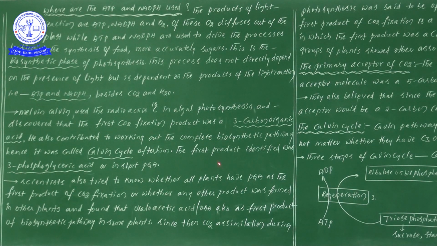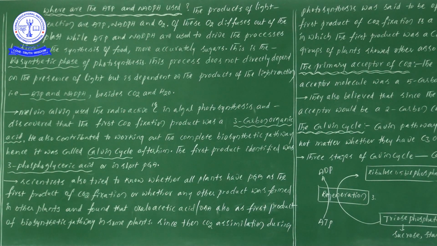Now, the first product identified was 3-phosphoglyceric acid, or in short form PGA. So simply, 3-phosphoglyceric acid we will be taking as phosphoglyceric acid.